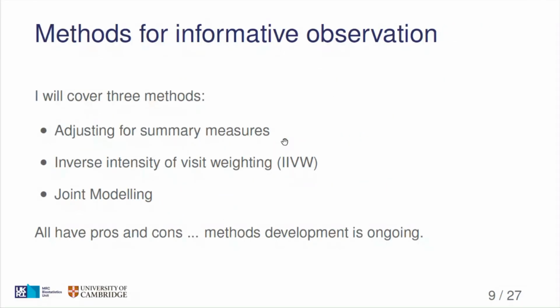So if I wanted to do a longitudinal analysis like this, but I had an informative observation process going on, what methods can we use to account for that? I'm going to cover three methods today. They all have pros and cons, and it's worthwhile saying these are the most commonly used methods, but the methodological development is ongoing. There are papers coming up all the time with new methods or new varieties of these methods.